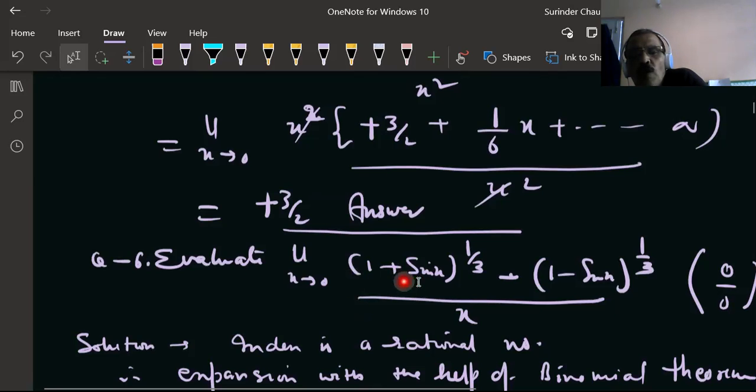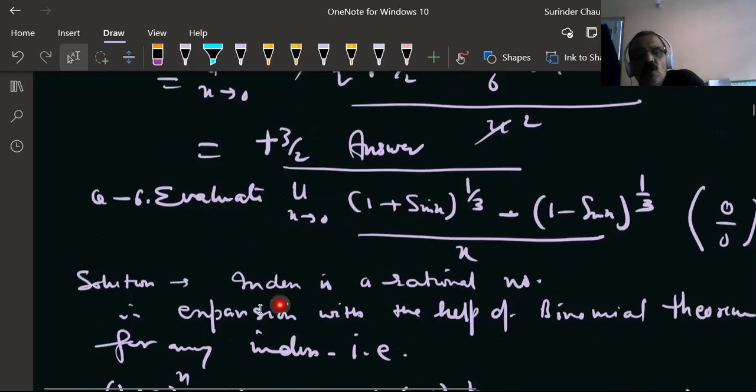Evaluate the limit as x tends to 0 of (1 plus sin x)^(1/3) minus (1 minus sin x)^(1/3), upon x. Put x is 0: sin 0 is 0, so 1 to the power 1/3 minus 1 to the power 1/3 is 1 minus 1, which is 0, and the denominator is 0. This is a 0 by 0 form. So for the solution, the left hand side has rational powers, so with the help of the binomial theorem, we can expand.